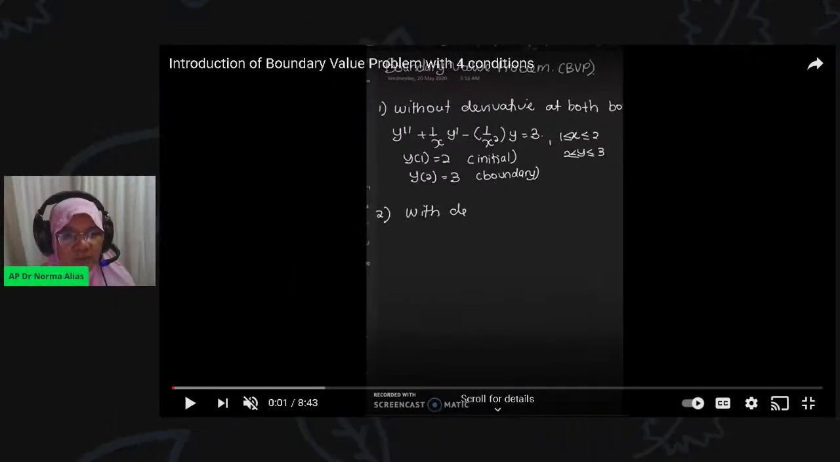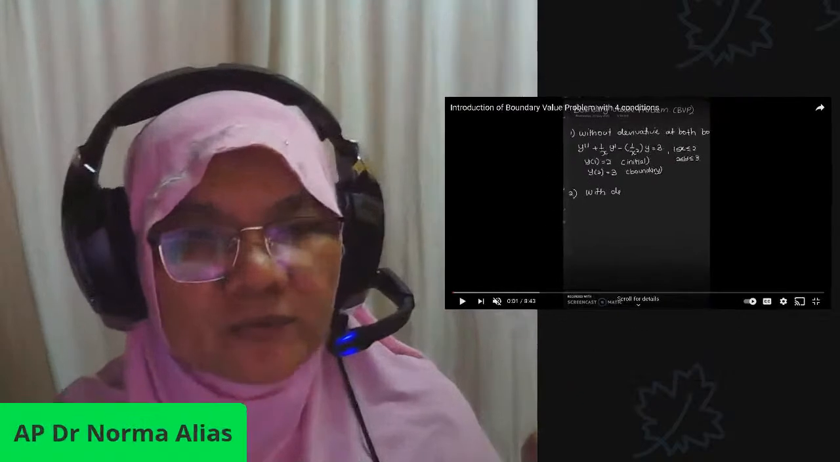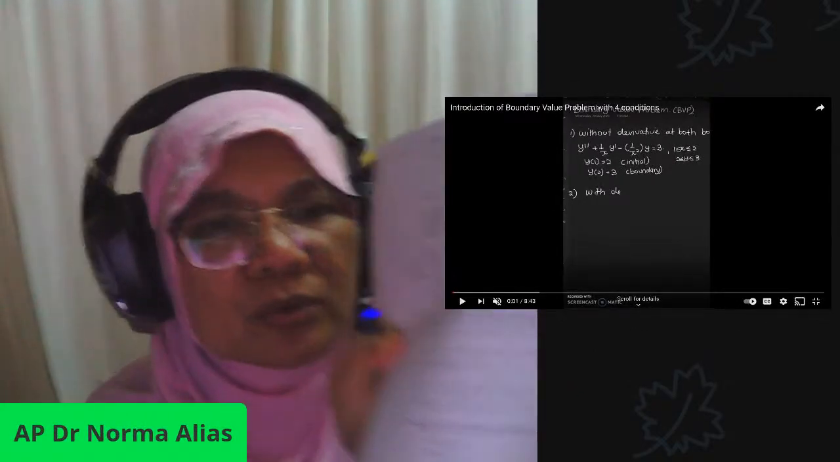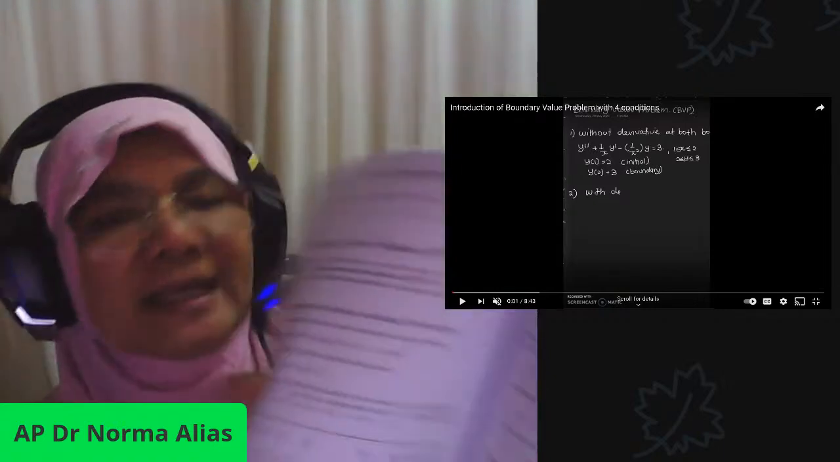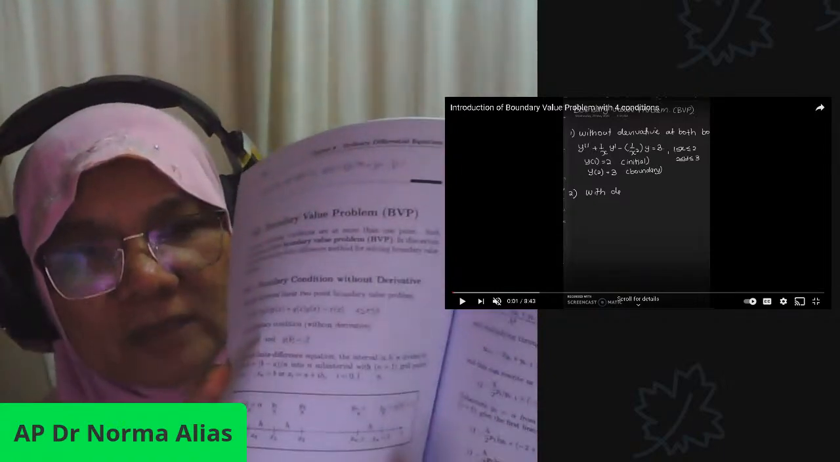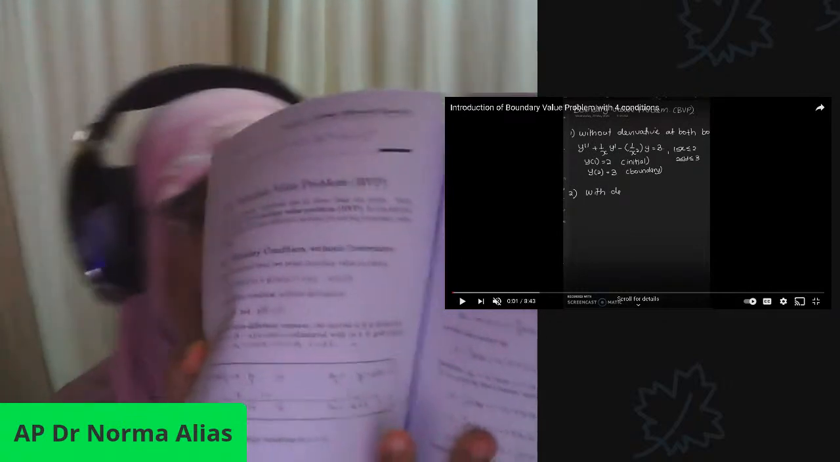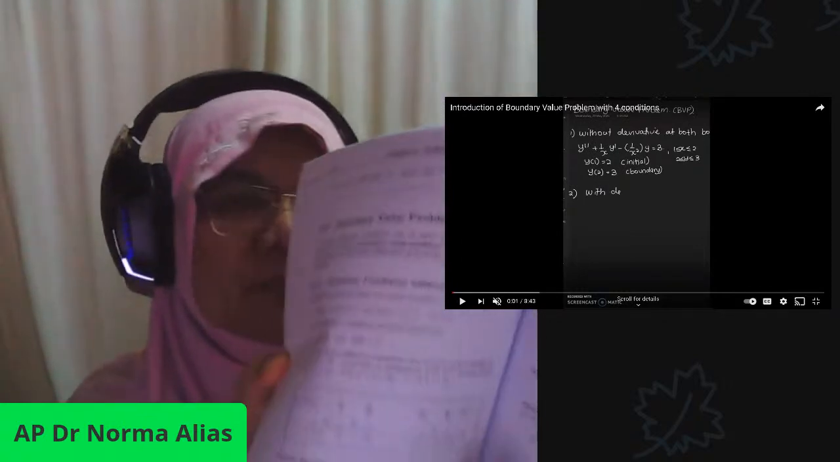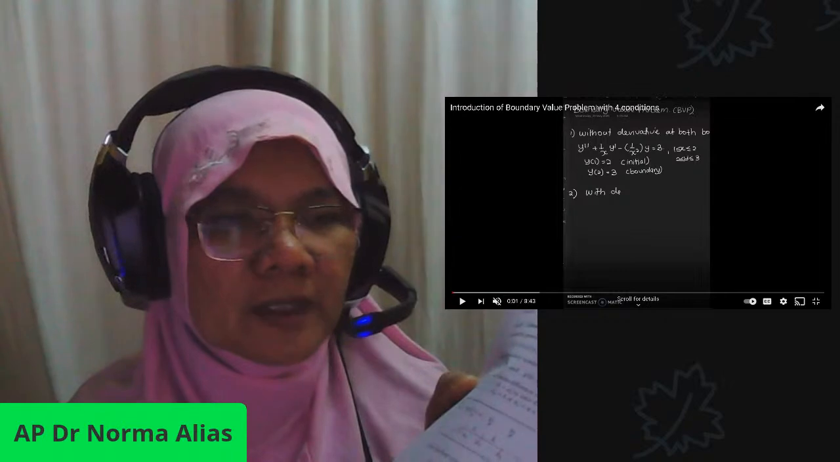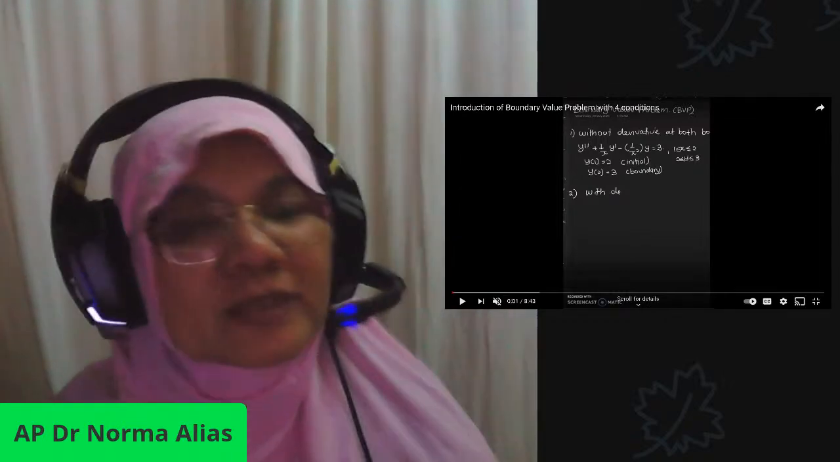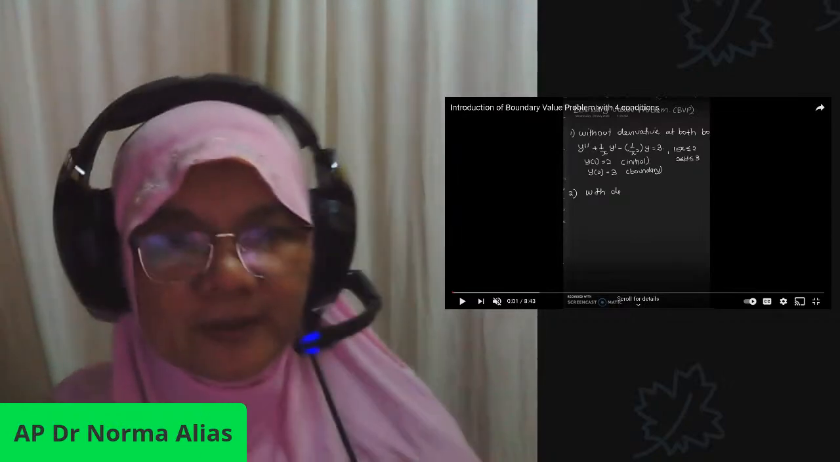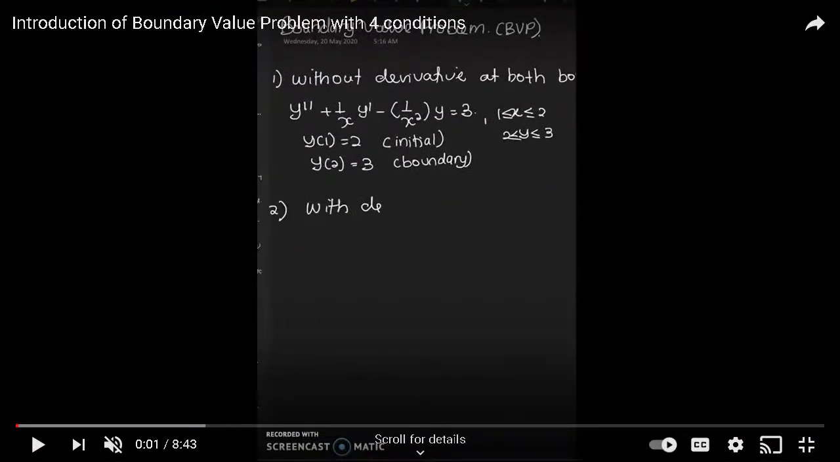Come on, I want to show you where the page is. I want to focus myself here. Okay, you go to page 198. There is a boundary value problem. I want to solve this problem using a few types of the boundary value problem. All right, let's refocus. Okay, I go to the material again.